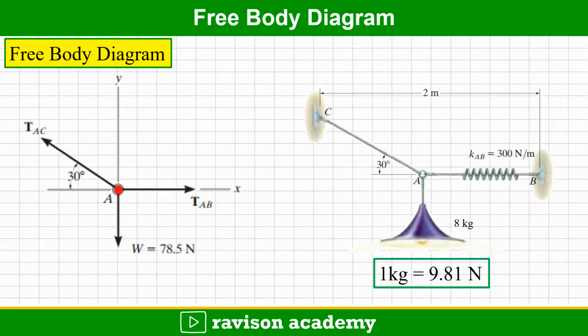The first step is to draw the free body diagram. So the given space diagram is converted into a free body diagram. At the point A, the weight will be acting downwards, 78.48 newtons, and the tension in the string AB is taken acting along the positive x-axis, and the tension in the string AC is taken as TAC, directing upwards at an angle of theta with respect to the x-axis.